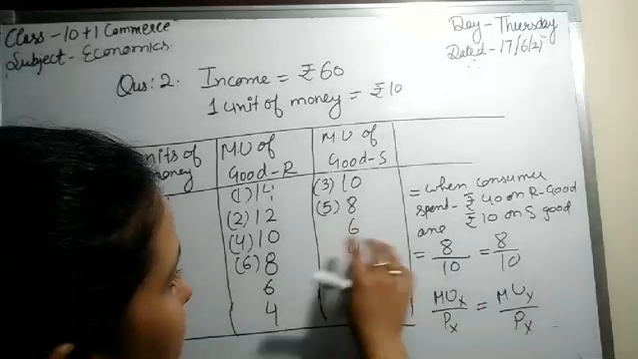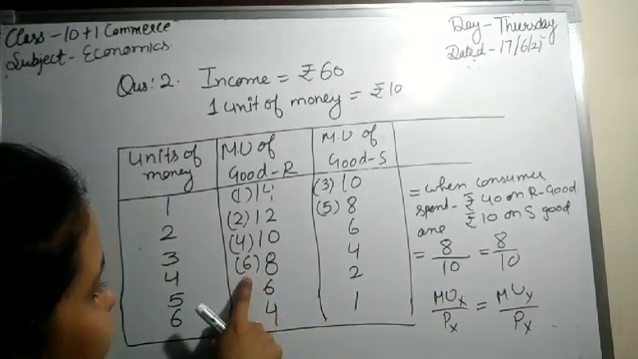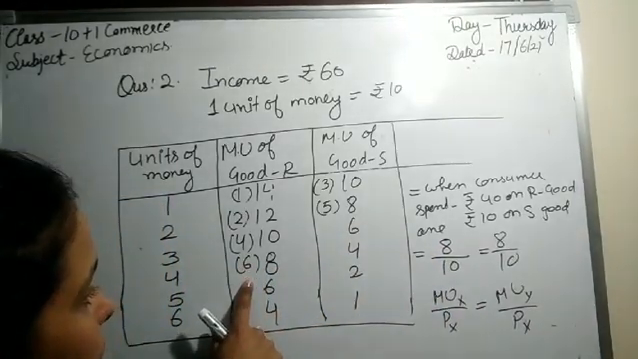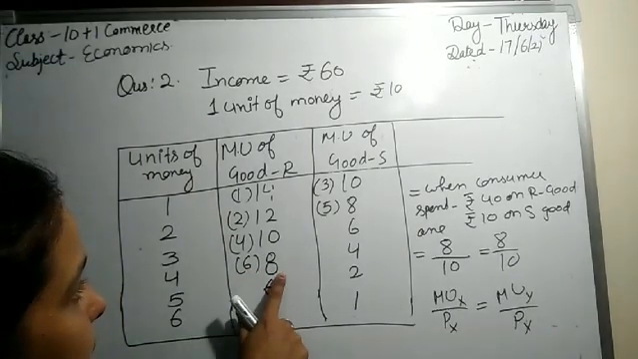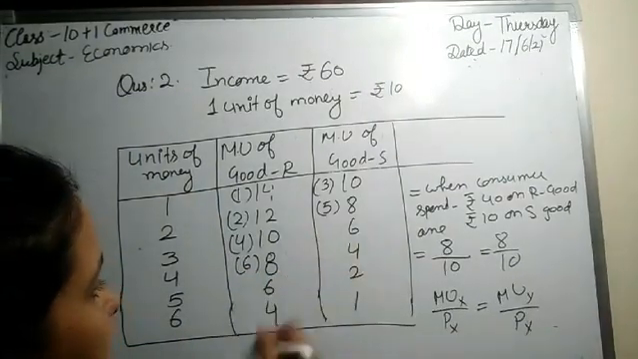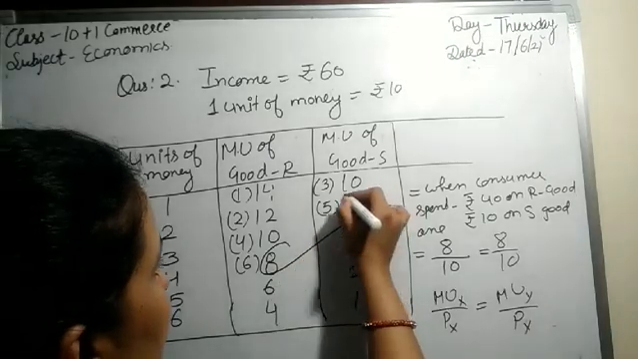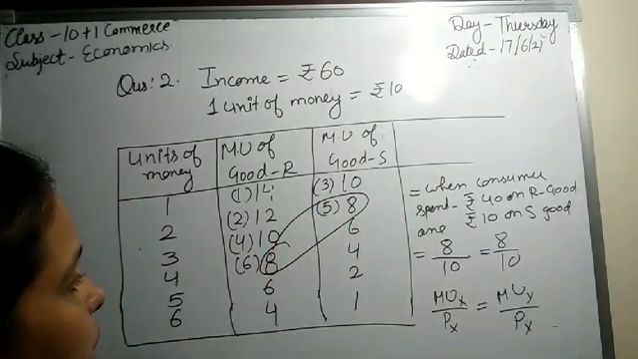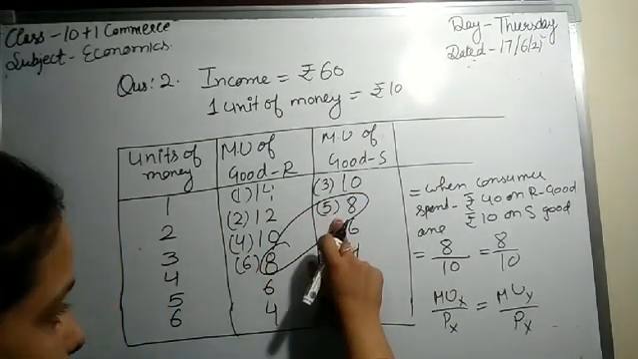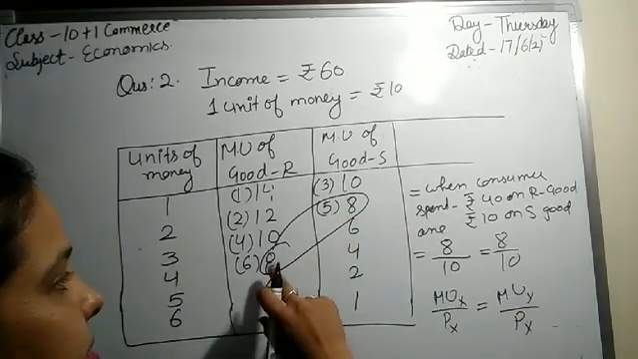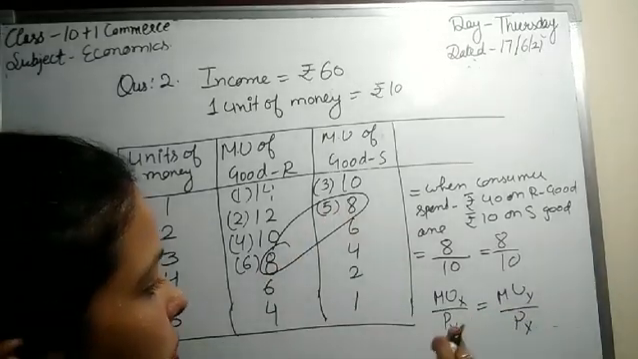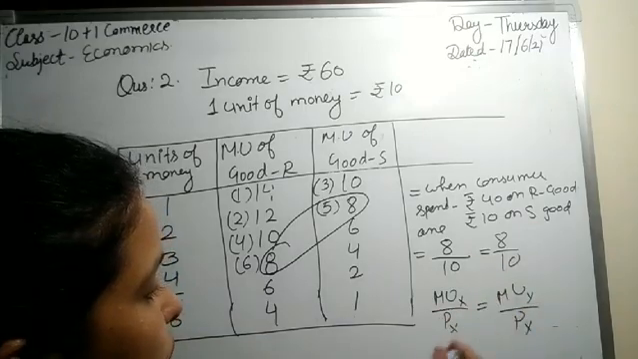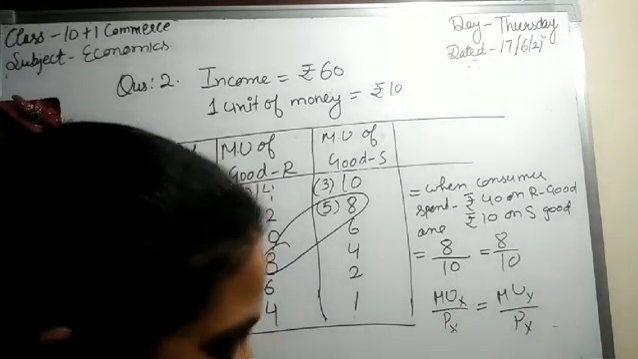So he was in equilibrium position, because at the last unit, when he spent rupees 10 on the fourth unit, he got marginal utility 8, and here the marginal utility is also 8. So this is the position of equilibrium when the price is 10 and 10, and the utility is 8 and 8. So in this situation both are equal to each other, and the consumer is in equilibrium.